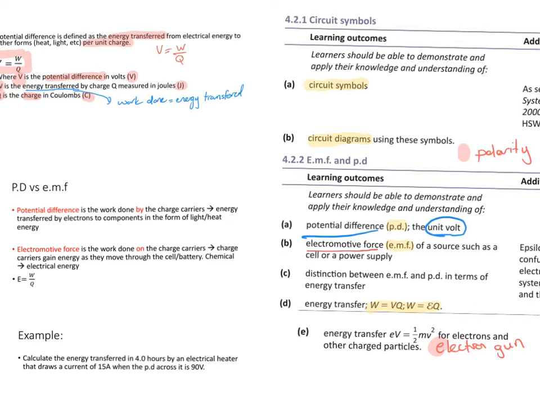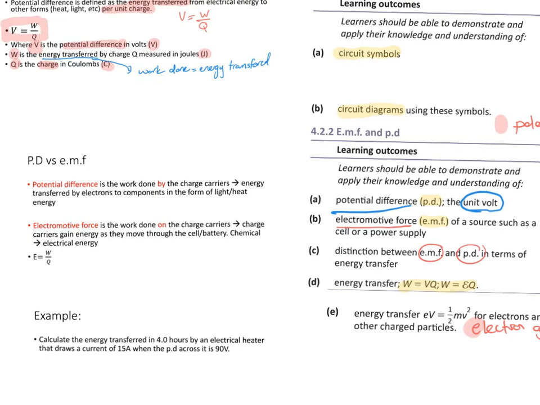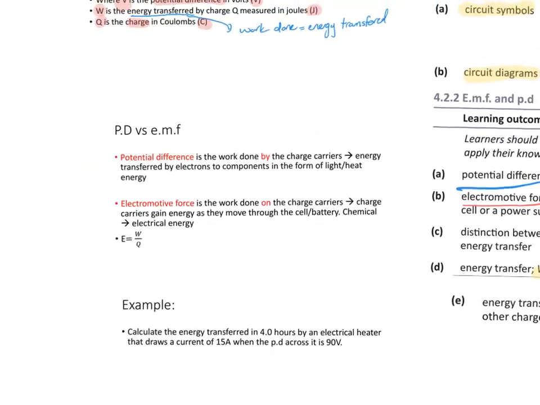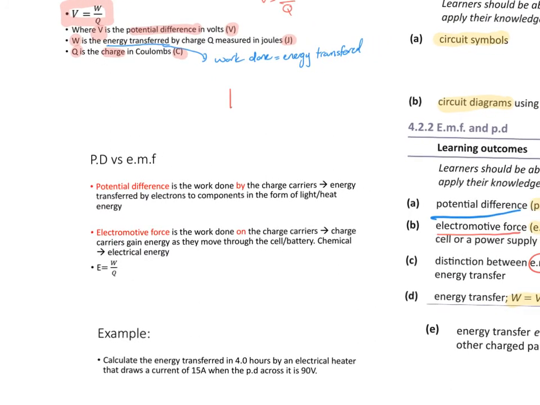Now, electromotive force is simply the energy transferred to the charge carriers, meaning that it comes from a source of energy such as a cell, a battery, or a power supply. And you need to be able to determine what's the difference between EMF and PD in terms of the energy transfers. So it's a very important part of it.